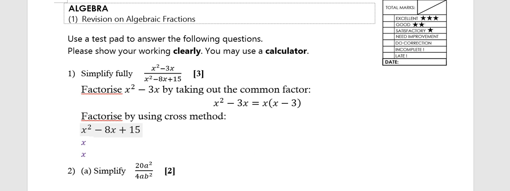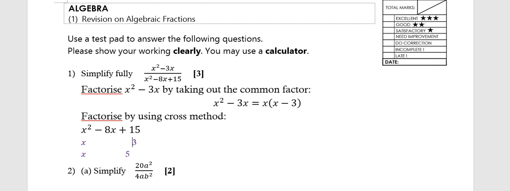Now x times x means x squared. What about the next one? We focus on the third term, which is 15. The possible combinations are 1 times 15 or 3 times 5. So here you can have a 3, and over here you can have a 5.